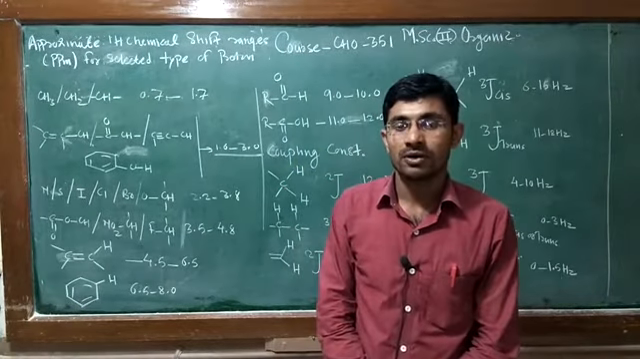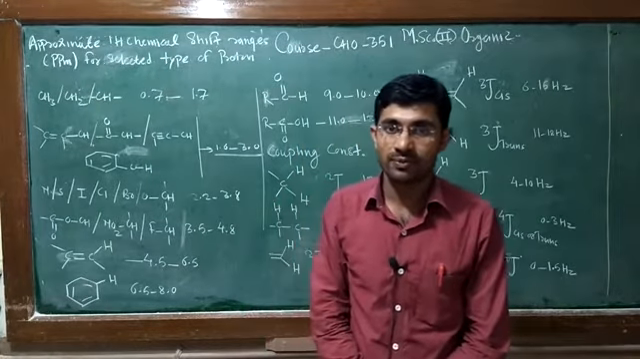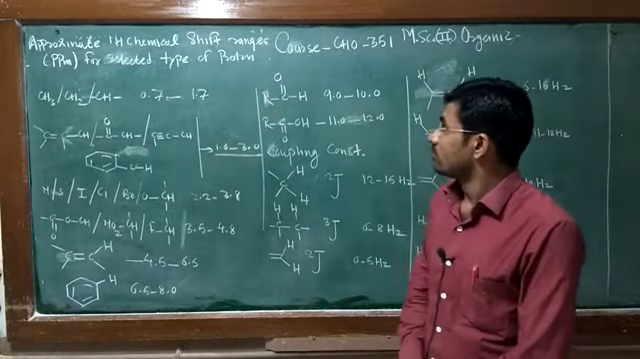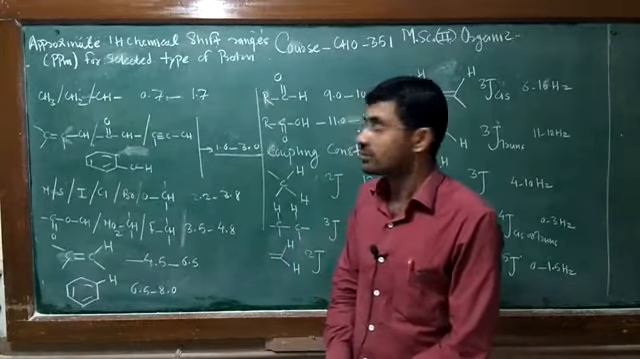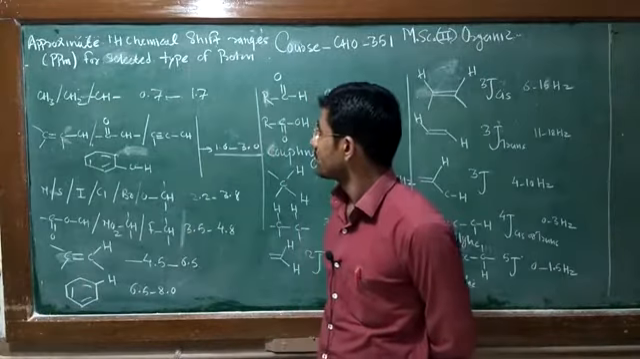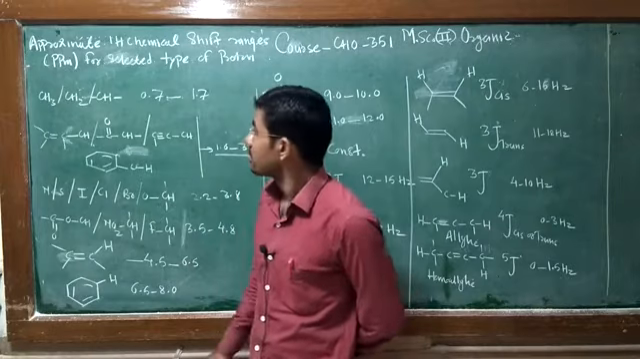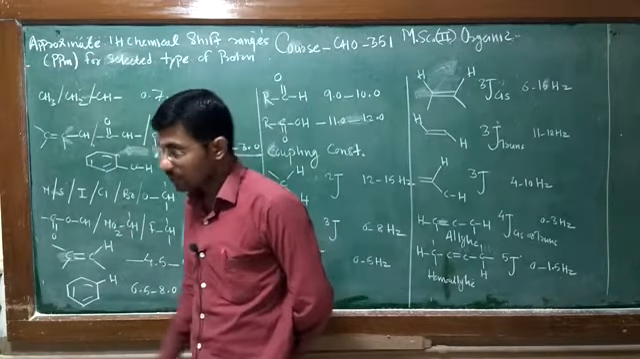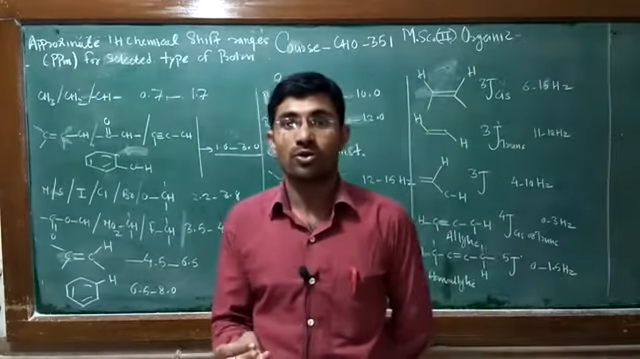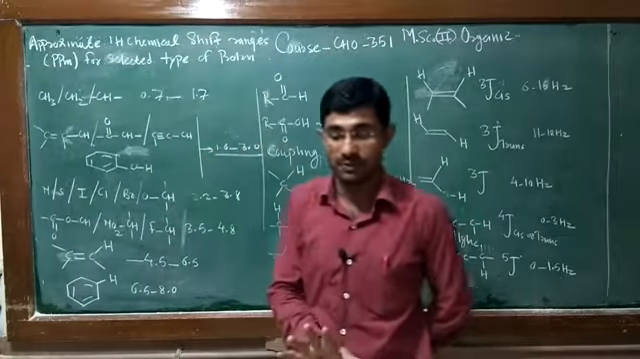Before that, you must know the approximate 1H chemical shift values for selected types of protons. We express them in ppm or delta. Firstly, methyl, CH2 and CH: when the proton is attached to an alkyl group, not an electronegative group, you observe the value 0.7 to 1.7 ppm.